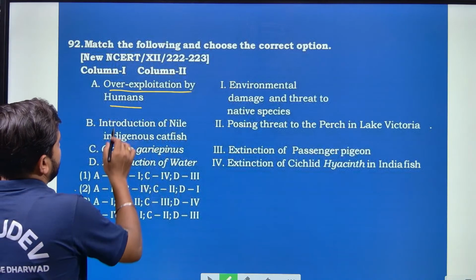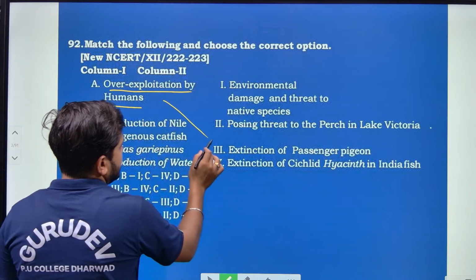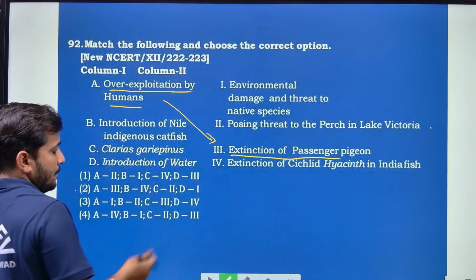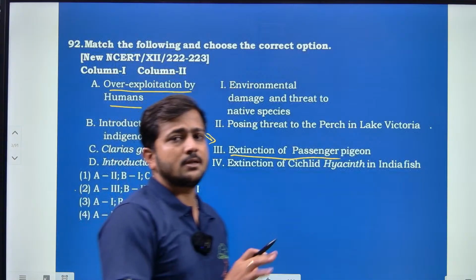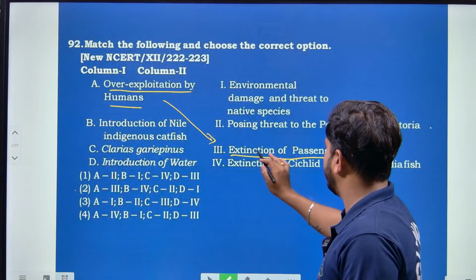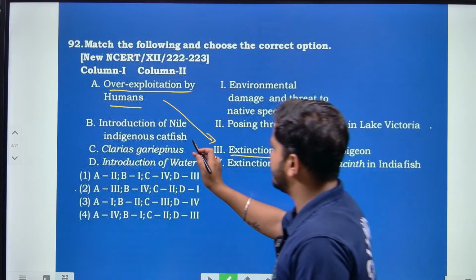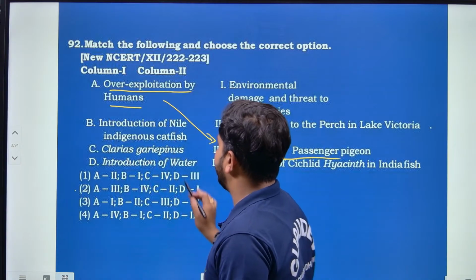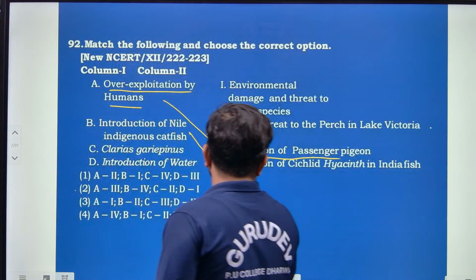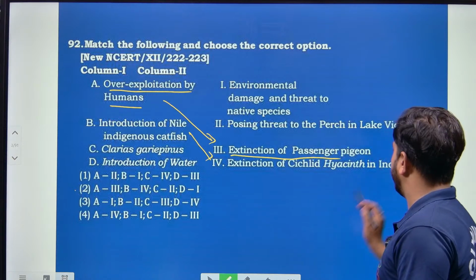According to that, over exploitation by humans is nothing but the extinction of the passenger pigeon, by means of over exploitation of the forest. So majorly there the extinction of the passenger pigeon started taking place. Then introduction of Nile perch, indigenous catfish, is related with the extinction of cichlid fish in the Indian fish, right?